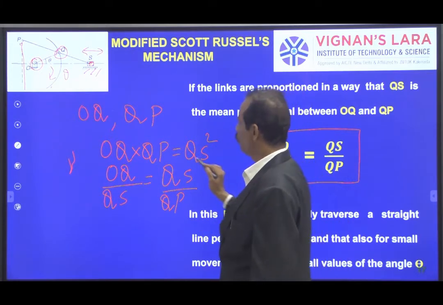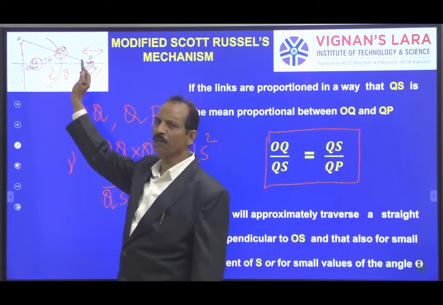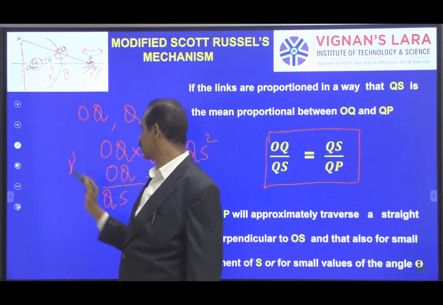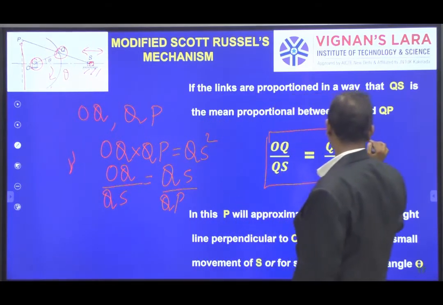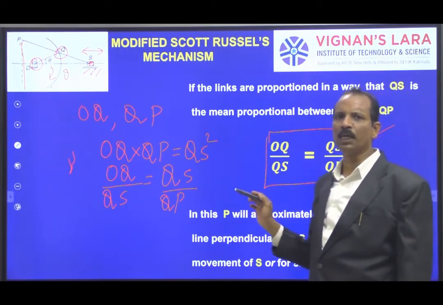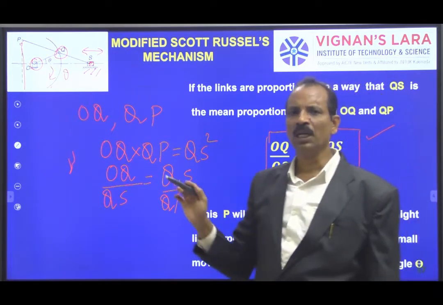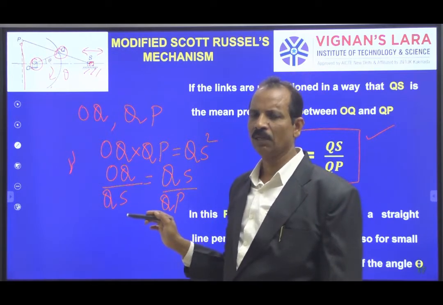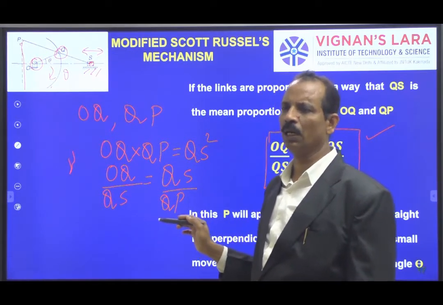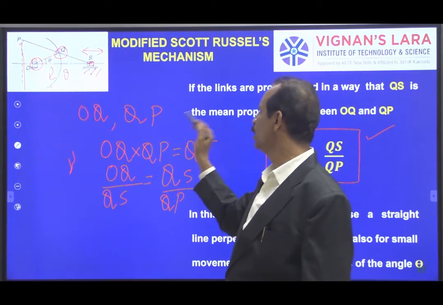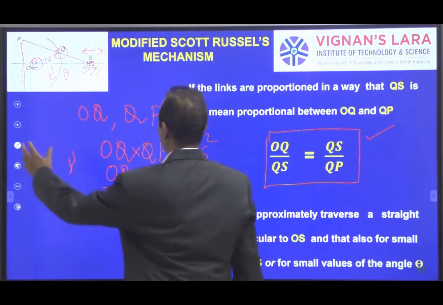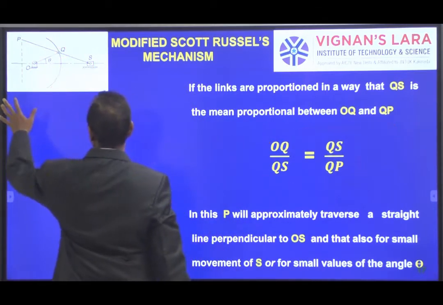Okay, so if you prepare your mechanism geometrically to fulfill this requirement, then the point P will give you a vertical path which is perpendicular to OS for small angular displacements and linear displacements of the slider. That is the modified Scott-Russell mechanism.